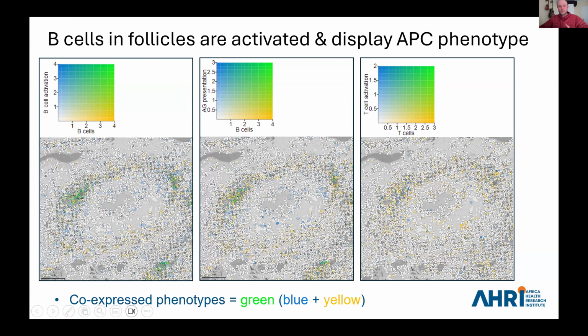One of the aspects we're looking at is whether or not B cells can present antigen to T cells. So here again, we see that the B cells within the follicles are staining green, suggesting that they are co-expressing B cell phenotype as well as antigen presentation. And then finally, we were looking at T cell activation within these follicles as well. And there are a few activated T cells in here. So it's just to highlight how we are looking at the data. Still quite preliminary, but it is data that we are generating, which we're very excited about.